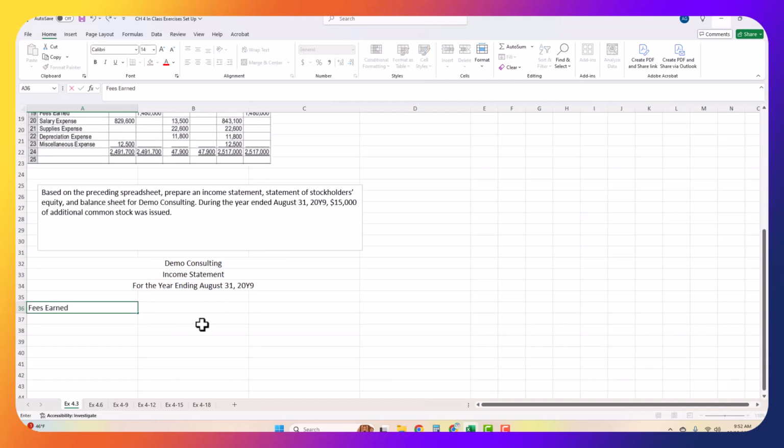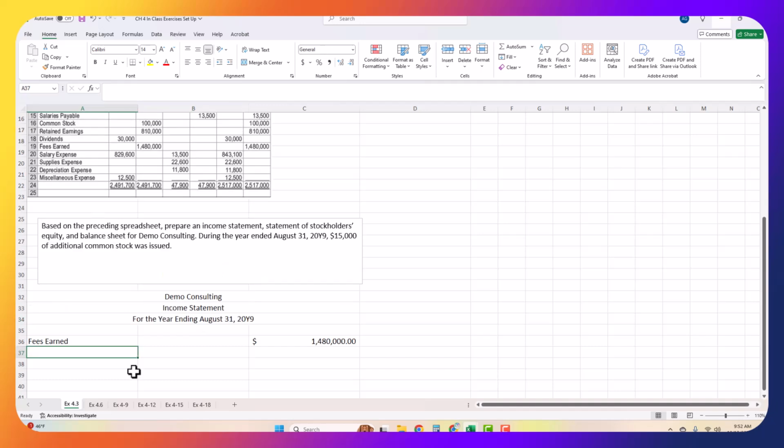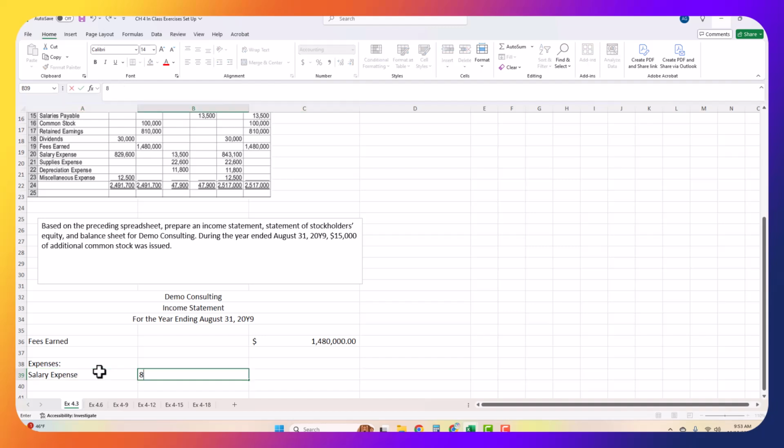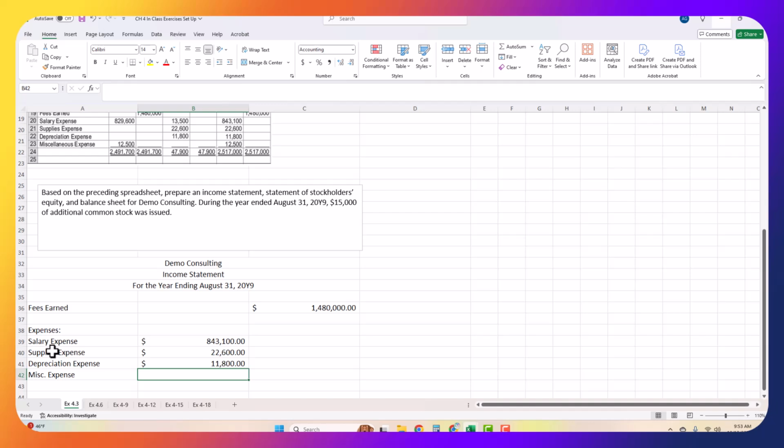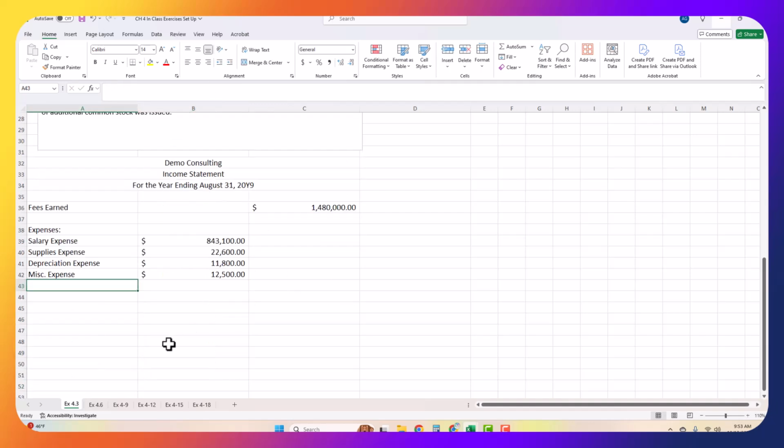So fees earned, and it was $1,480,000. And then we're going to look up here and see what the expenses were. So I'm going to list expenses, and we have salary expense. And the adjusted number is $843,100. We have supplies expense, $22,600. Depreciation expense, $11,800. And we have miscellaneous expense, you can abbreviate, right? $12,500.